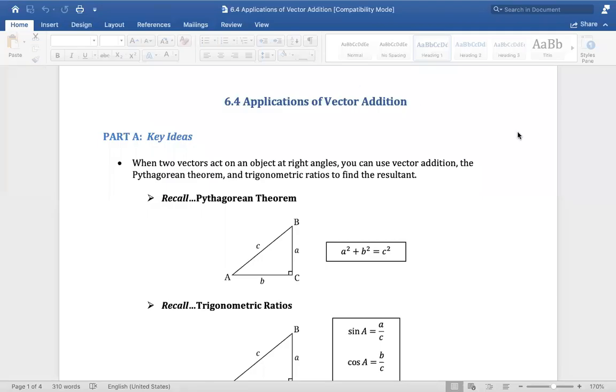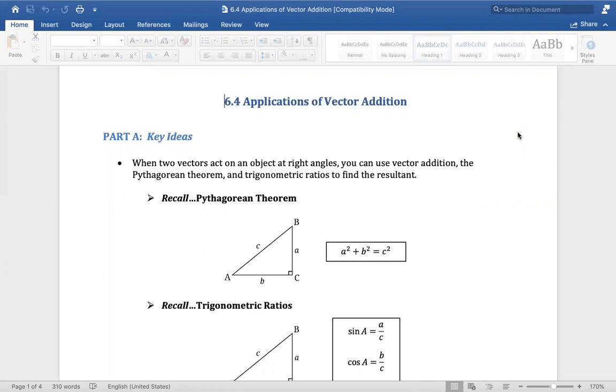Okay, so moving into 6.4 now, we're looking at applications of vector addition. So this is really the application part, like what it might look like more in a real life situation, right? So we're talking about a boat or a plane, just as examples. There's several forces acting on it, right? So whether it's wind, whether it's the current of the water, gravity.